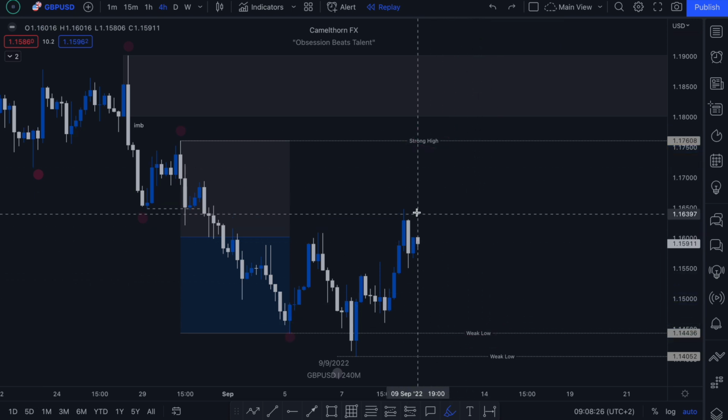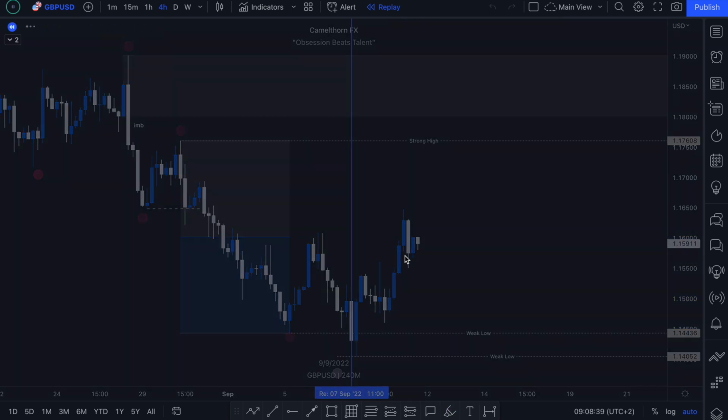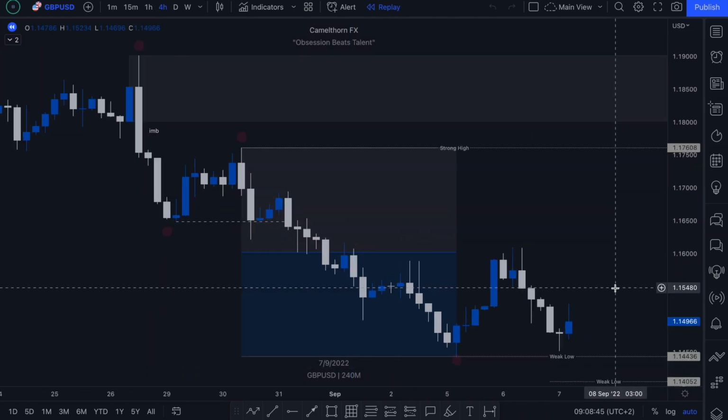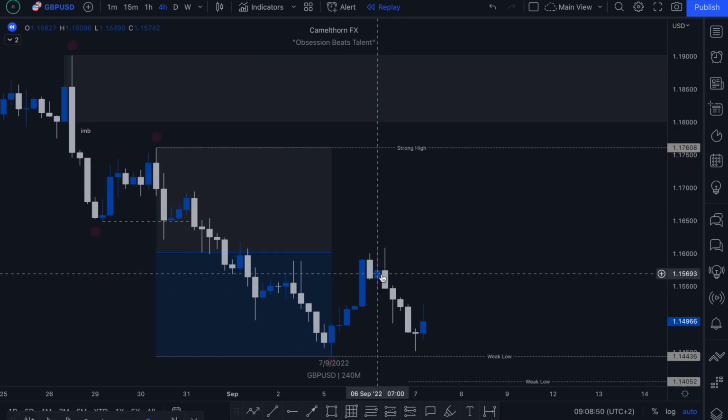Now obviously this is where the trade generated for me, this is where the trade happened, but I'm just going to bring price action back a little bit here to the 7th of September. And essentially this is what I was looking at when I was analyzing the markets.